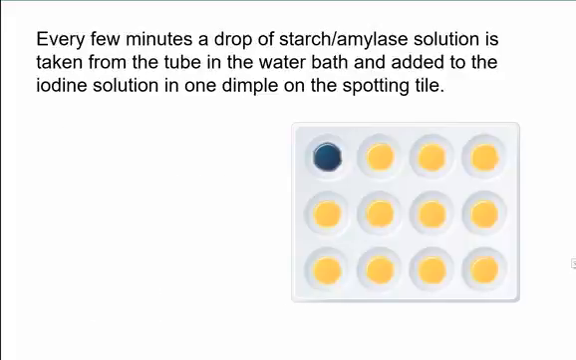So every few minutes what we're going to do is take a drop out of the starch amylase solution that's sitting in the water bath. You're going to take that from the tube and you're going to add it to one of these dimples in the tile. So here you can see the first one carried out, and it's a blue-black mixture.